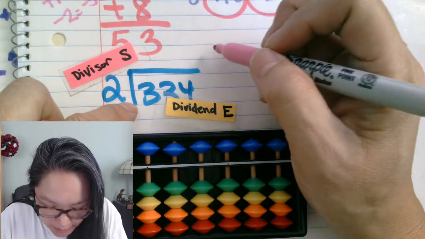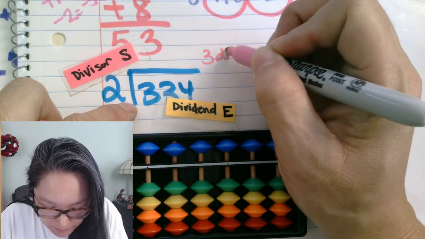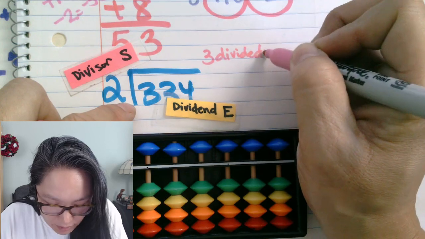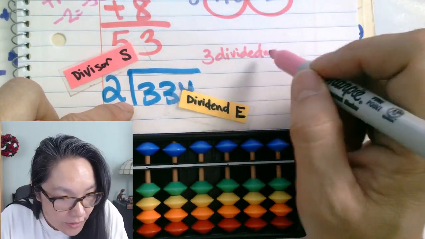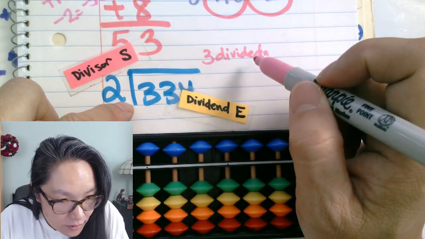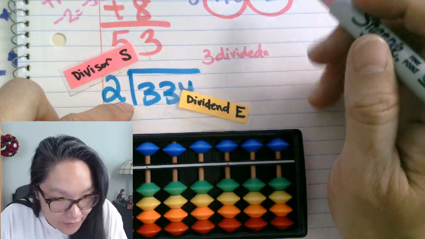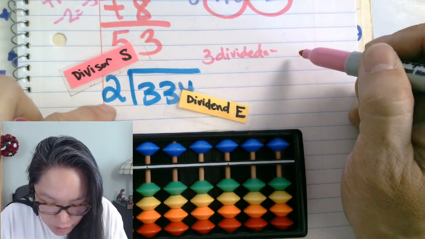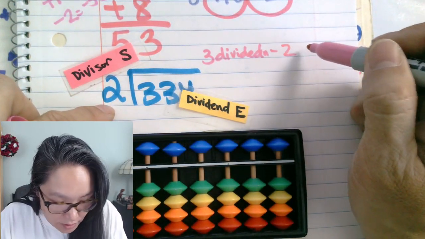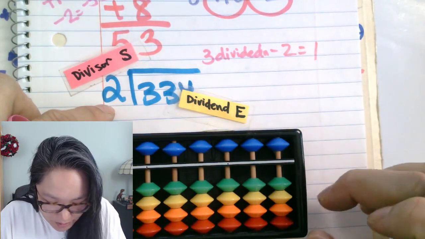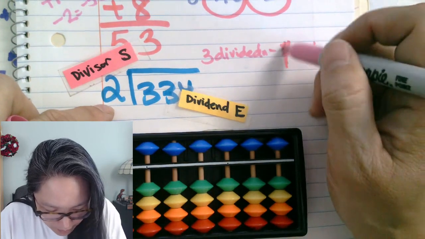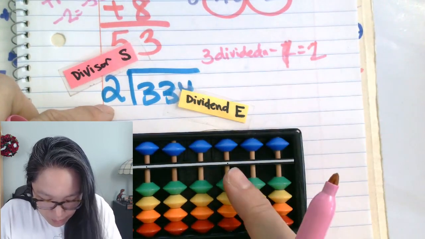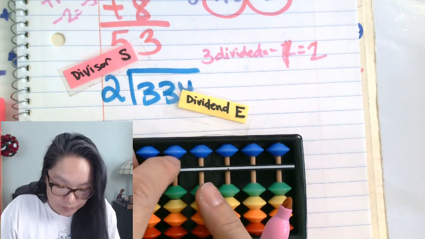So I have 3 dividends. I gotta work it out. I'm sure that's correct. So we have 3 dividends, and we have 2 divisors. Where I'm going to put my answer is at the 1. No, sorry, and then 2. So I'm going to put my answer at the 2. This is where I'm going to go.